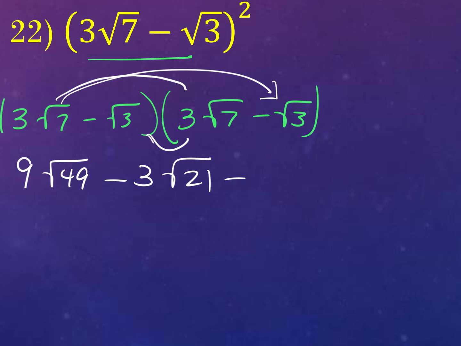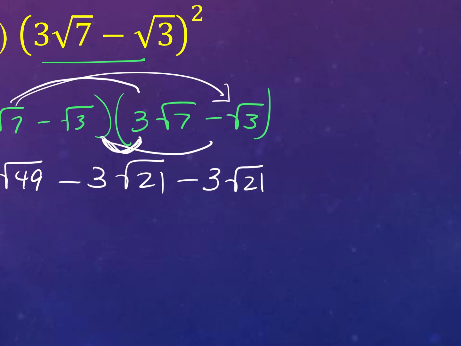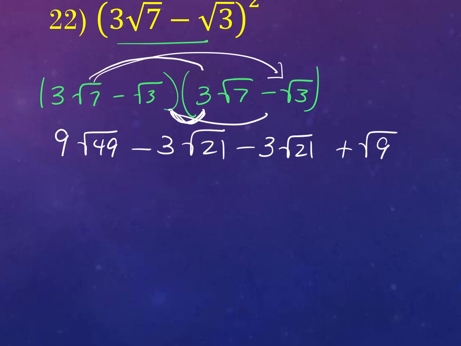Multiply these two inners, guys. What does this become? 3 root 21. And then the two outers. Negative times a negative is a positive square root of 9. Agreed? Now, some of you will go ahead and simplify this right off the bat. That's fine. You don't have to write it down. I just wrote it out for everybody to see.